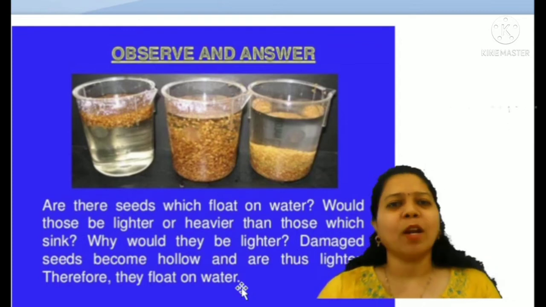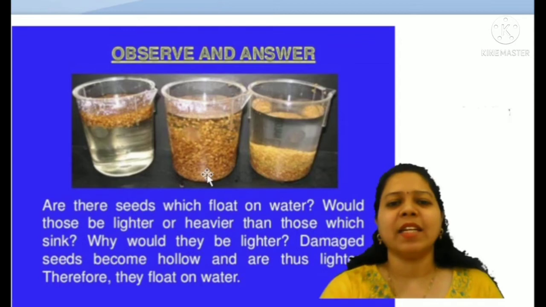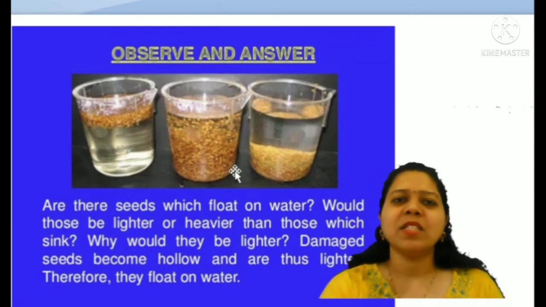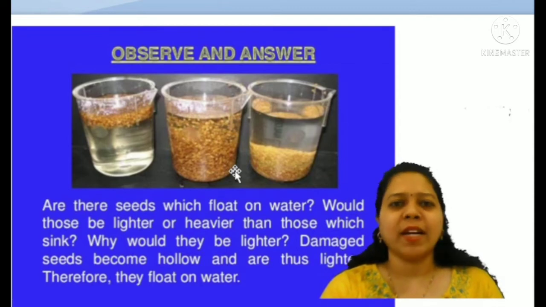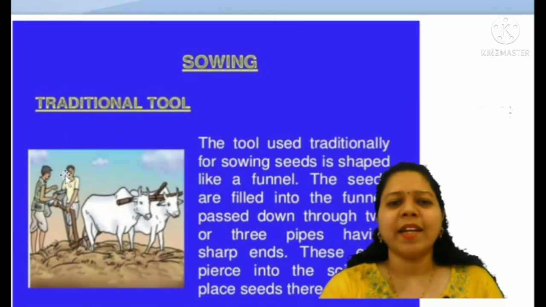The seeds which are not good in condition are hollow from inside, and that's why they are lighter and float on the water. But the seeds which are good from inside are heavier and sink to the bottom. That's why the seeds which settle at the bottom, we take as good seeds for our crop production. Next, that is a traditional tool.